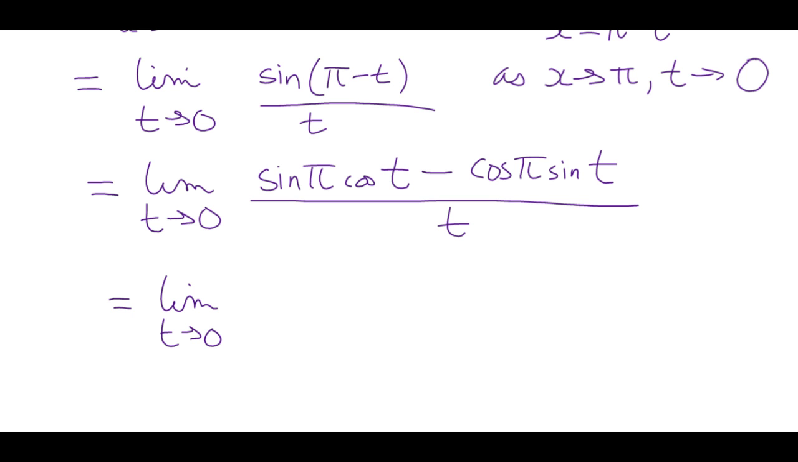We've got minus negative sine t. So what are we going to write? Sine t over t. So what's that equal to? One. One and done. One to go.